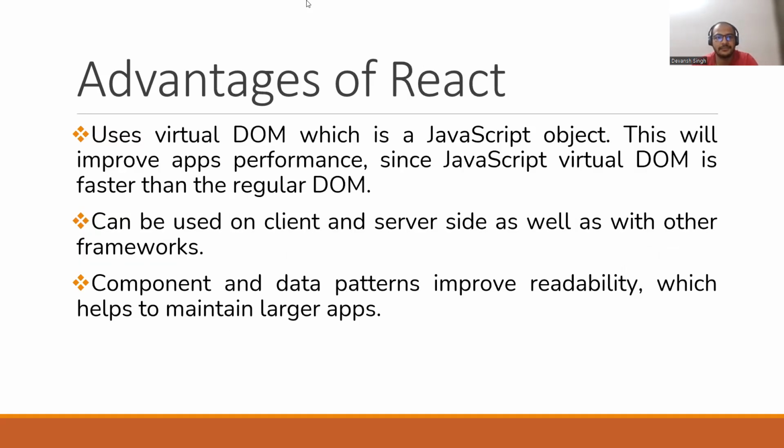Django provides a platform to authenticate and authorize. Next are the advantages of React. The first is the use of virtual DOM. DOM is the Document Object Model. It provides a logical structure for a document, defining how it can be accessed and manipulated. The virtual DOM is a JavaScript object. This improves performance, since the JavaScript virtual DOM is faster than the regular DOM. React can be used on the client and server side as well as with other frameworks, and components and data patterns improve readability, which helps to maintain larger apps.